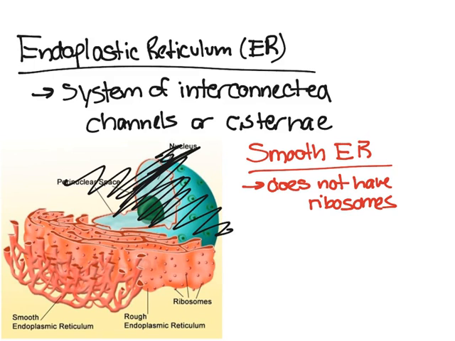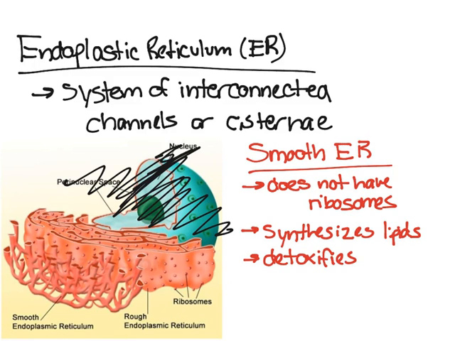So the smooth ER functions as a couple of things. What it does is it synthesizes lipids and detoxifies drugs and alcohol. And finally, it makes the cell membrane.